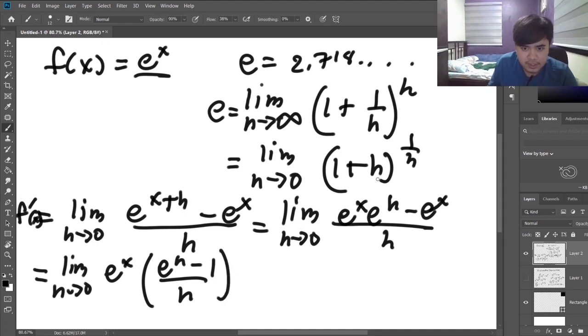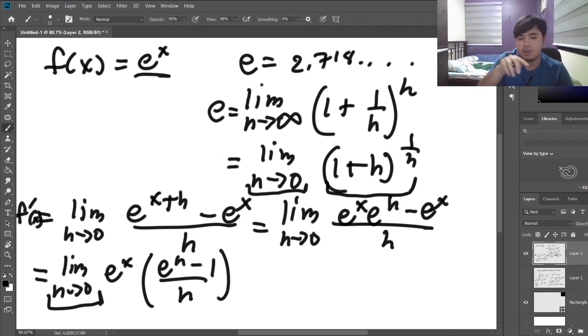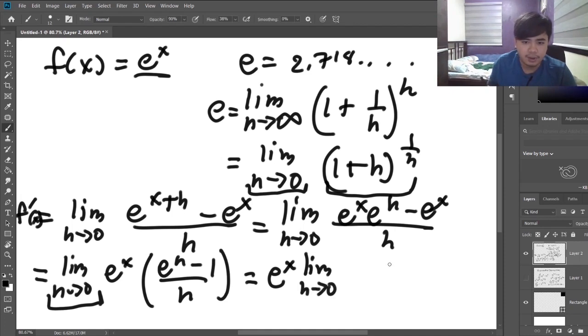Now we know e is this, so we can substitute this for e. But let's check. Here, the h approaches 0. In here, the h also approaches 0. So that's the one we're going to use. It has to approach the same values, so we can use, yeah. So we get e to the x, the limit. We can bring e to the x outside since it's just a constant with respect to h.